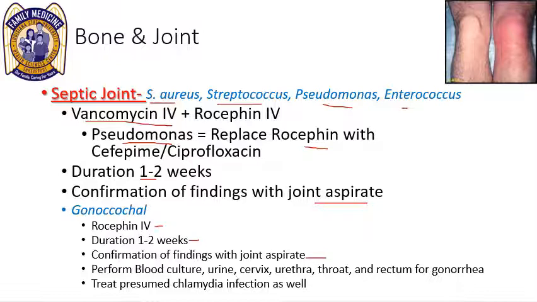Now, if you have gonococcal septic joint, then it's Rocephin IV, and it's going to be, again, 2 weeks. You're going to confirm that with joint aspirate, and then you're also going to need to check all of the areas, including the blood, for gonorrhea. You also will prophylactically treat chlamydia as well, and remember we talked about azithromycin used to be the way, but now it's doxycycline.